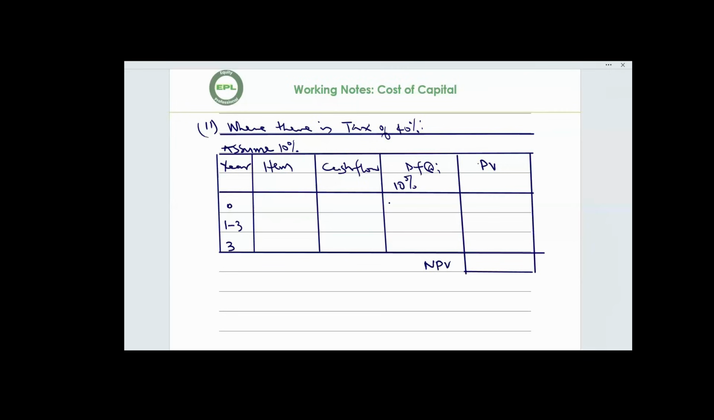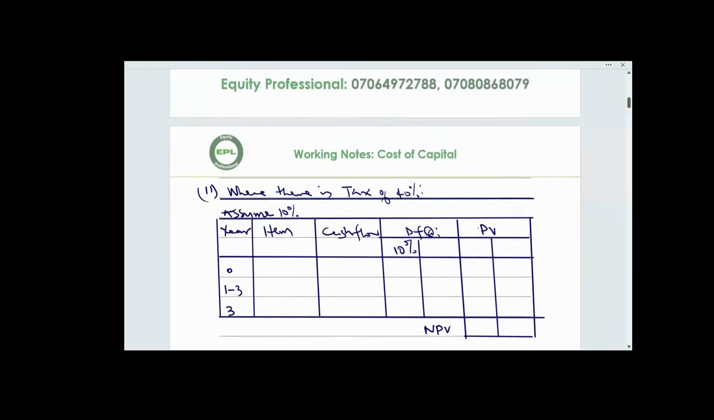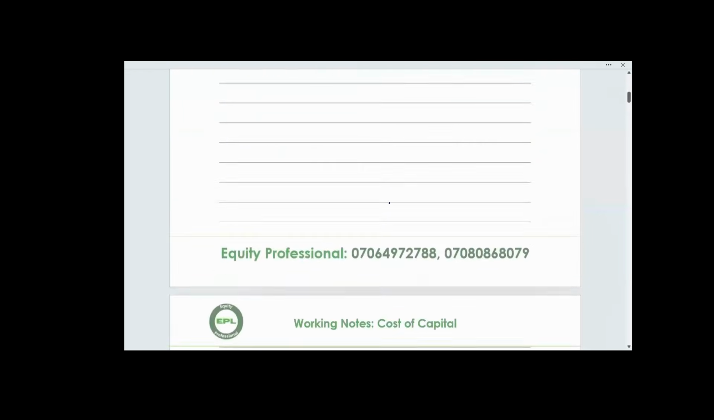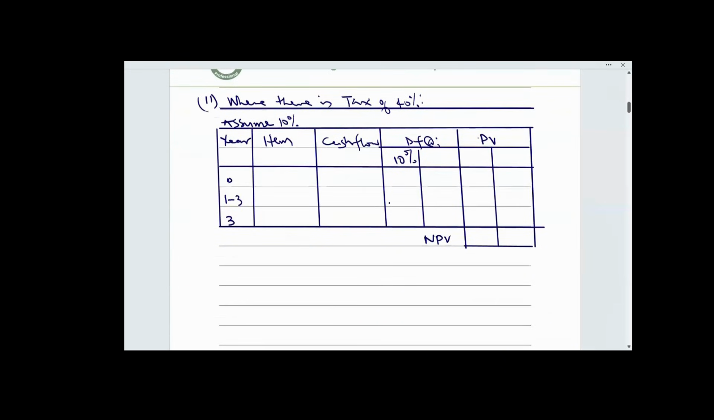NPV. Divide this one into 2. This one 2. So we then put in the cash flows. It's the same cash flow we have done before. So CMV, current market value. Current market value is 95 naira after tax. Then we have the fixed interest.